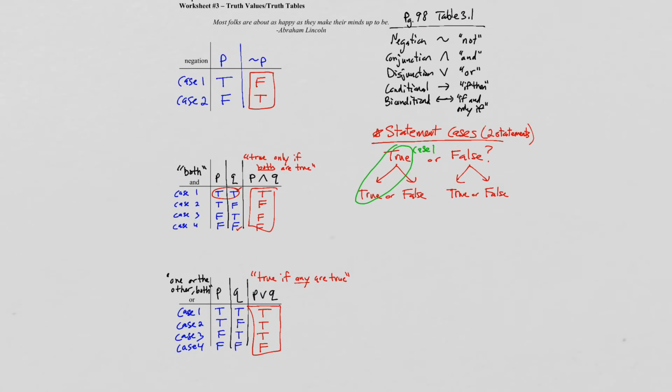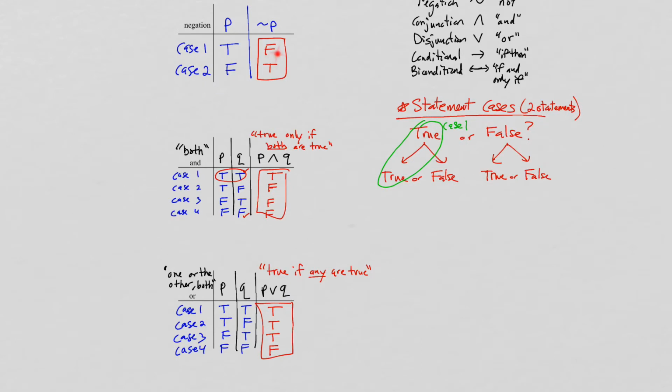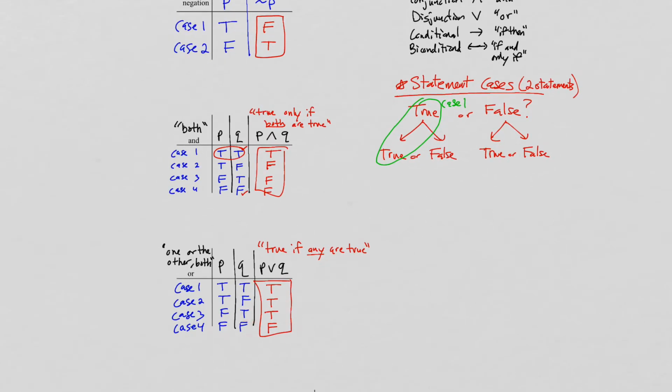Okay, so this is what we have so far. We have the negation, which is the opposite. You have the AND, where both have to be true. And for OR, one or the other or both need to be true. Okay. So let's go to the next page.